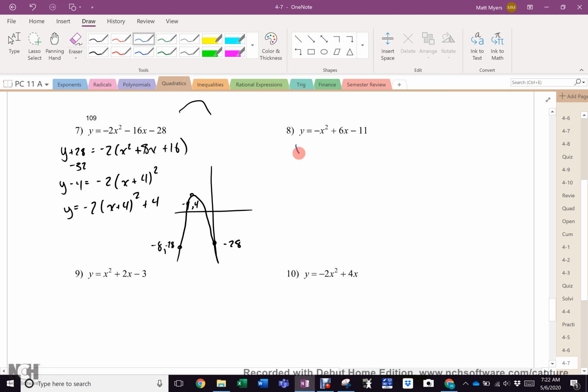Negative x, vertex x equals negative 6 over 2 times negative 1, which is negative 6 over negative 2, which is positive 3. Vertex y equals negative 3 squared.